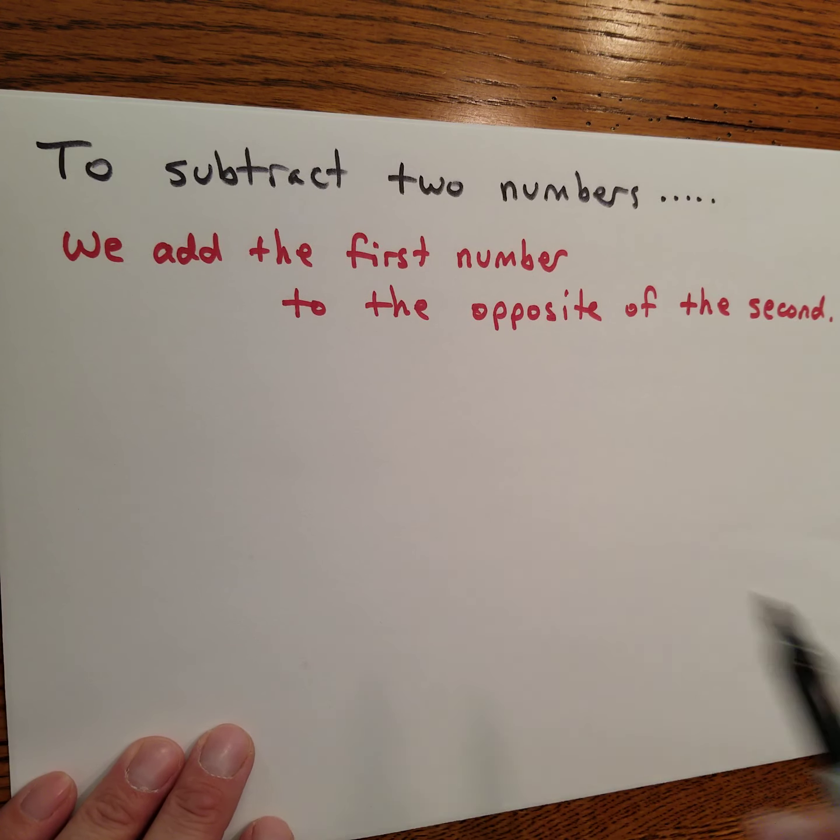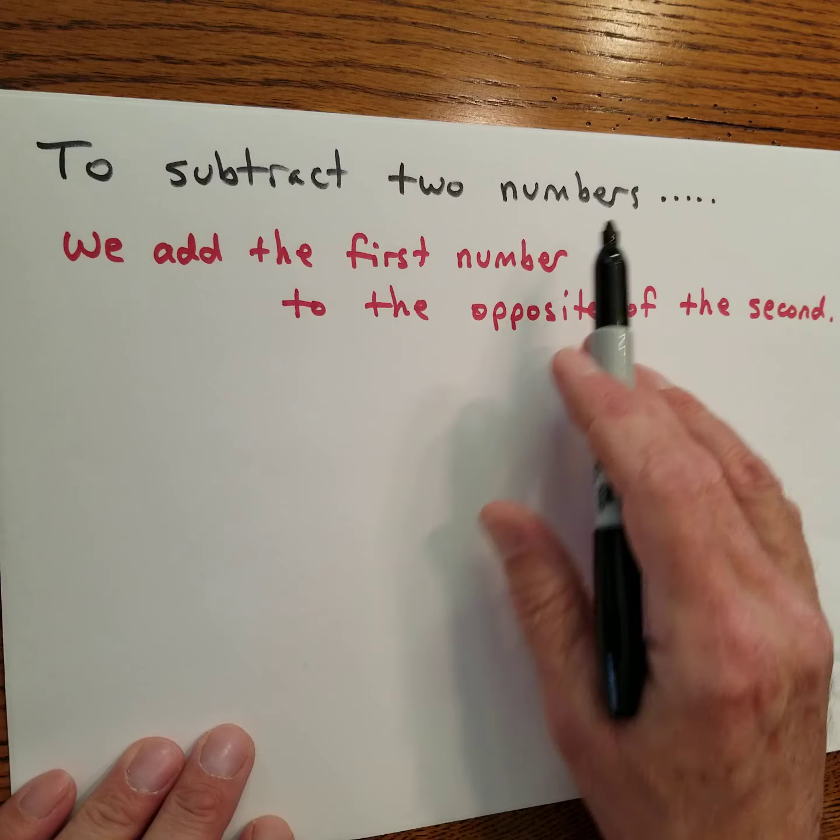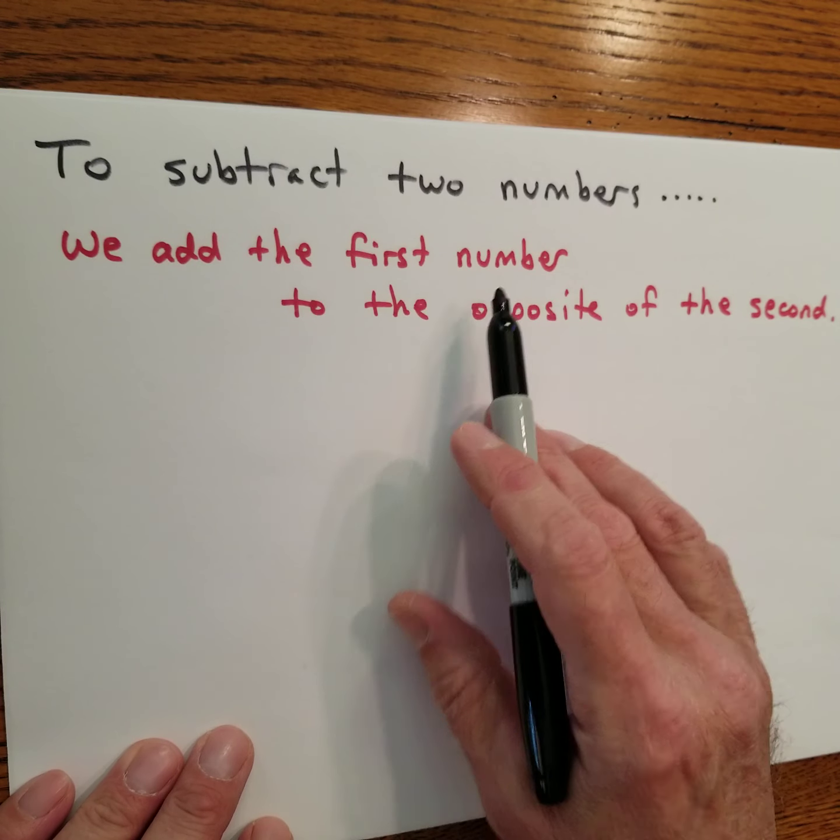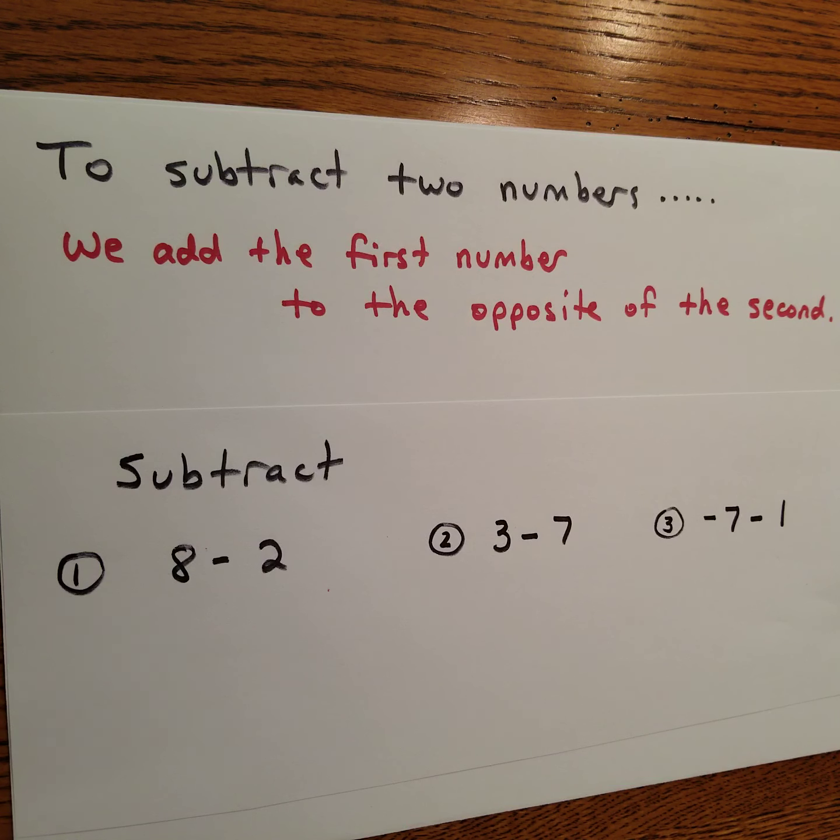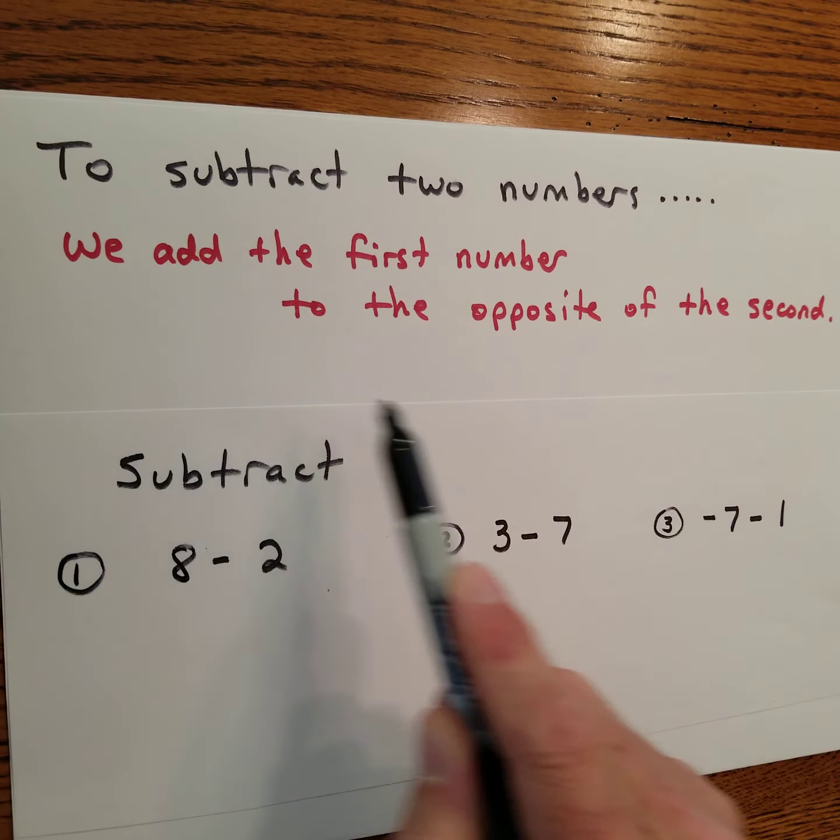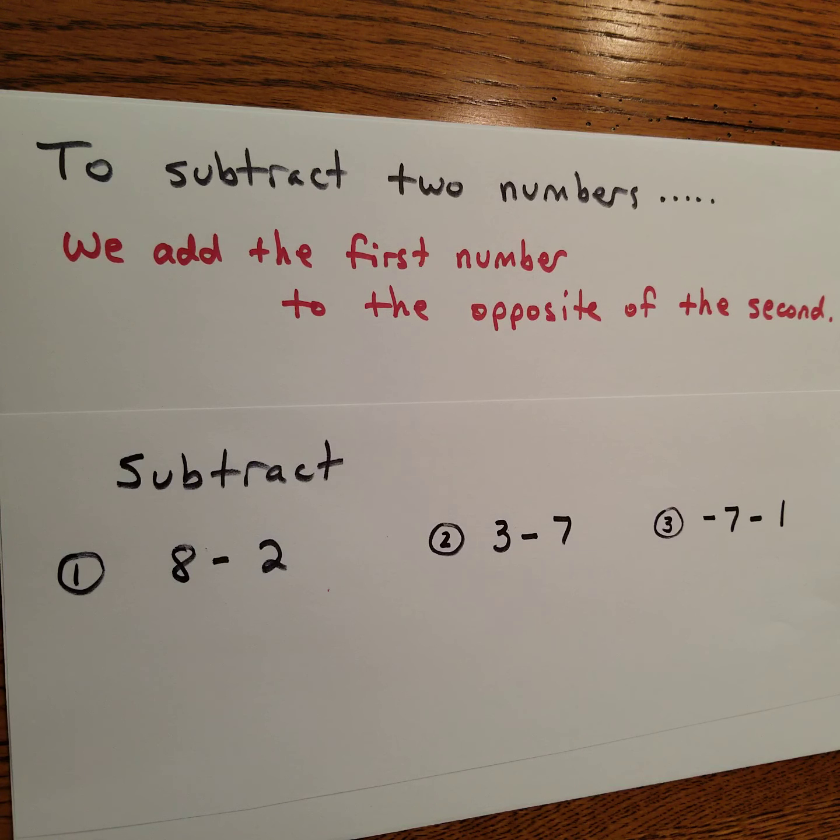Let's say that rule again. When we subtract two numbers, we add the first number to the opposite of the second. Let's try that rule out on 3 subtraction problems. Now, some of you are great with integers and you can do these in your head. Can you get the answer for 8 minus 2, 3 minus 7, negative 7 minus 1? Now, as the problems become more complex, using this rule rather than doing it in your head might help.